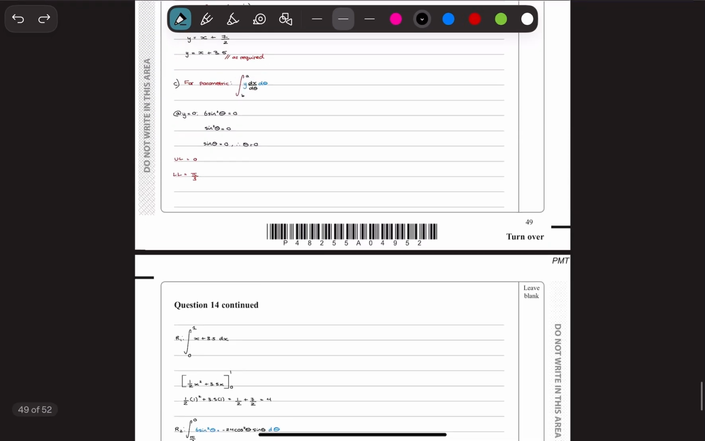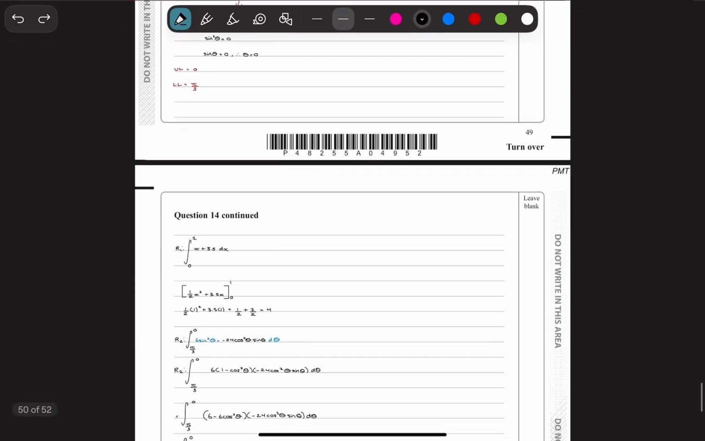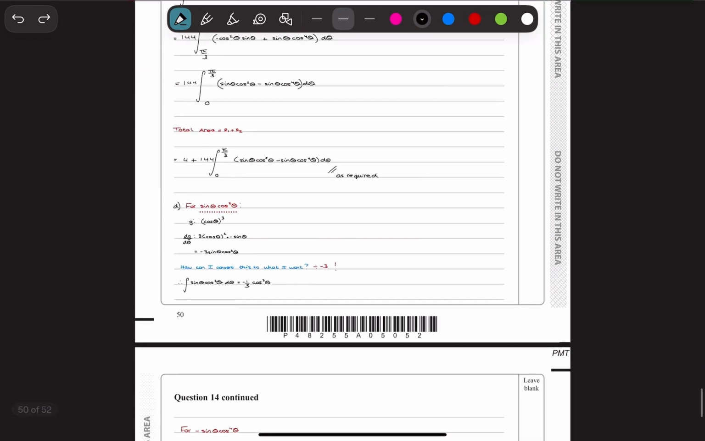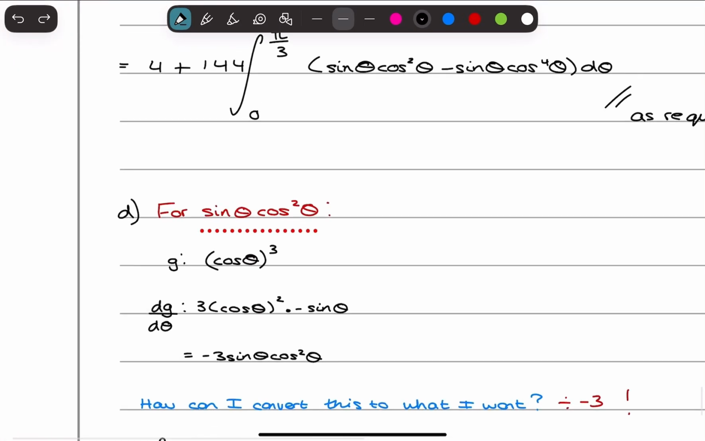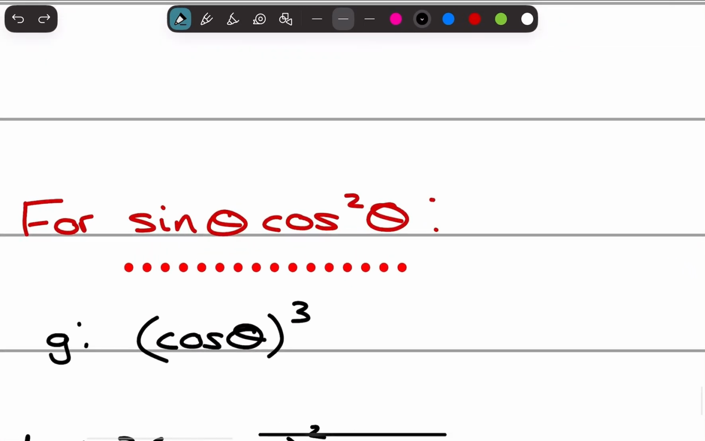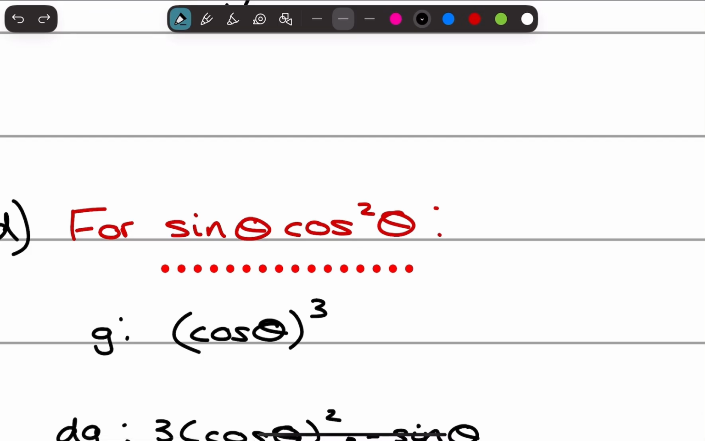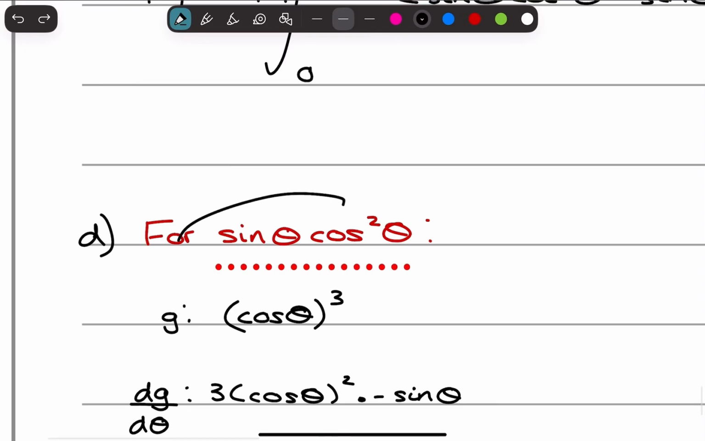So reverse chain rule, where is it? So much writing, I've forgotten where it is. Here you go. So with reverse chain rule, what we need to do is we need to realize that there are 2 separate functions, and the derivative of one of those functions is also within the whole function itself.